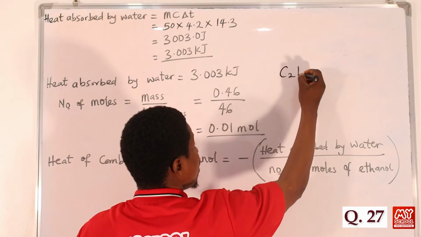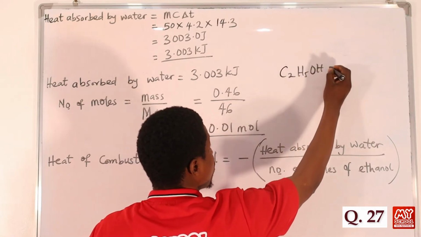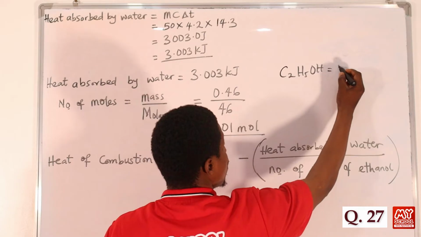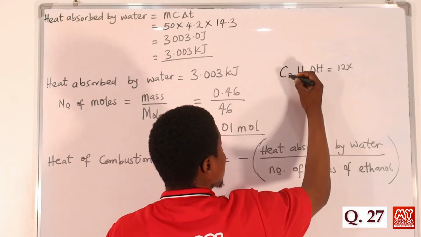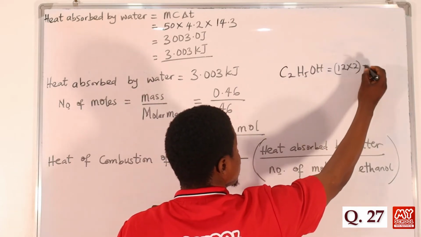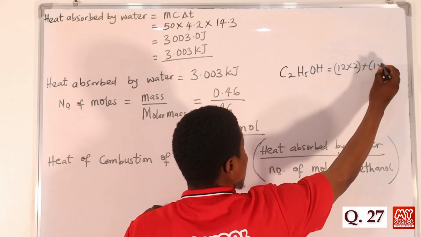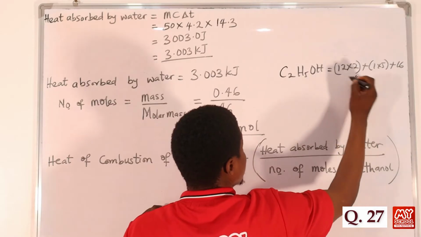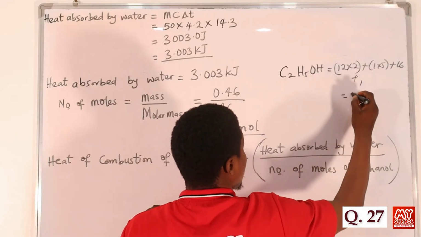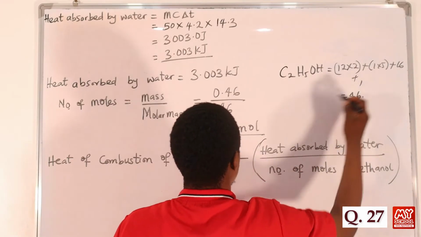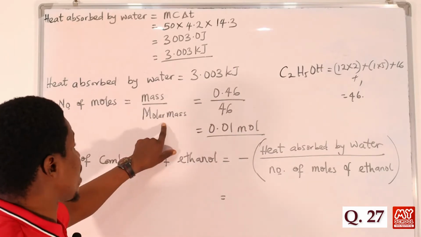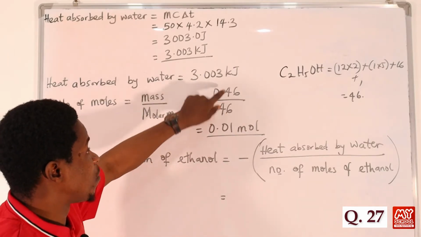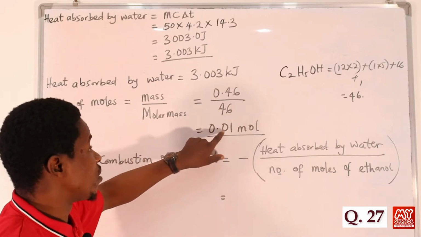Now C2H5OH, that's the formula for ethanol. So the molar mass is, carbon is 12, times 2, plus hydrogen is 1, times 5, plus oxygen is 16, then plus hydrogen is 1. So by the time you sum up all of this, you are going to have 46. Okay, so that's why we have molar mass of ethanol to be 46 here. So when you divide this by this, you have 0.01 mole.